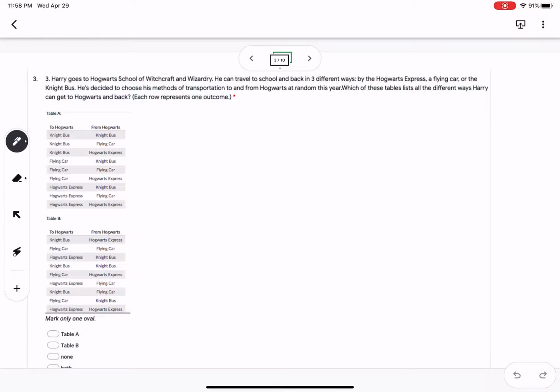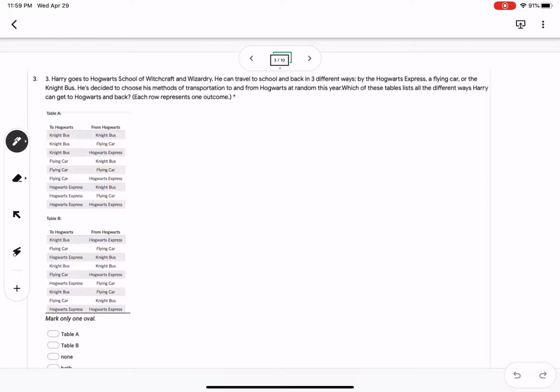All right. Harry goes to Hogwarts School of Witchcraft and Wizardry. He can travel to school and back in 3 different ways: by the Hogwarts Express, a flying car, or the Knight's bus. He's decided to choose his methods of transportation to and from Hogwarts at random this year. Which of these tables list all the different ways Harry can get to Hogwarts and back? Again, each row represents one outcome.